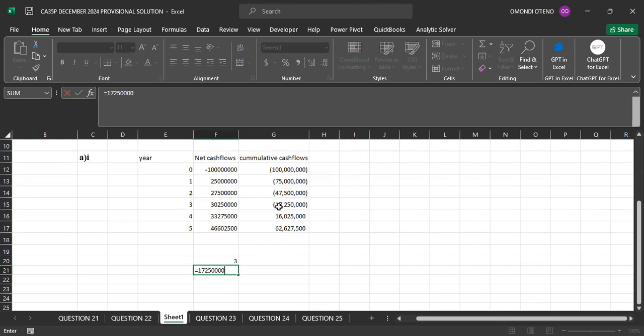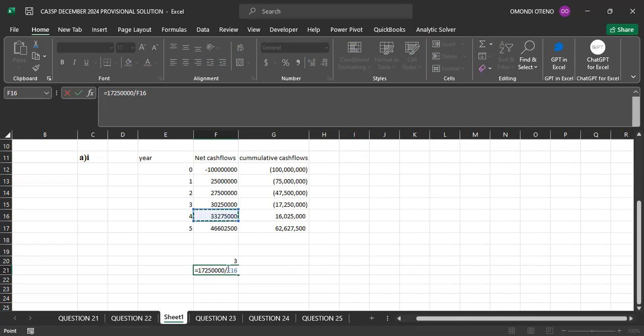So it means for me to get to 0, I need 17,250,000. Where will I get it from? I'm getting it from the net cash flow in year 4. The net cash flow in year 4 is given here as 33,275,000. So it means this 17 is a fraction of this. What portion of 33,275,000 am I going to take?